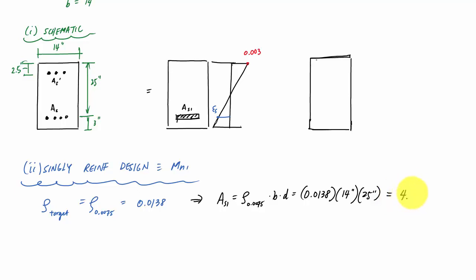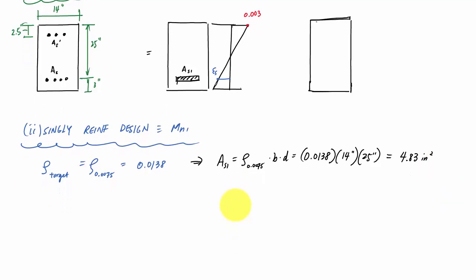So 4.83 inches squared. Okay. And so, oh great, so I know that, and now I want to calculate Mn1, right? To visualize this, I can draw my stress profile, which is exactly as we had talked about right here.